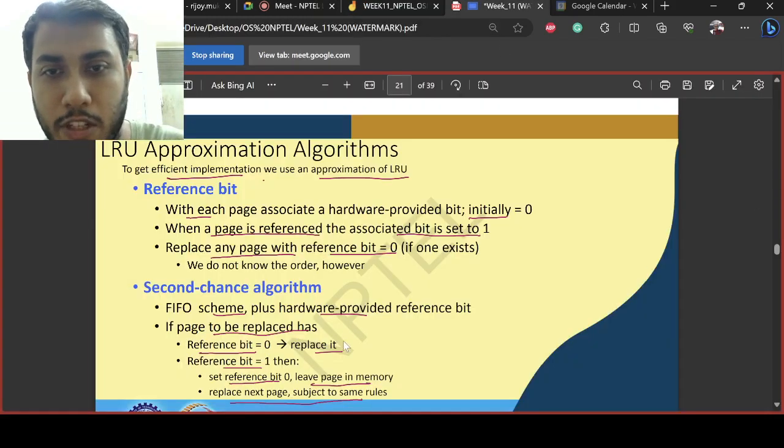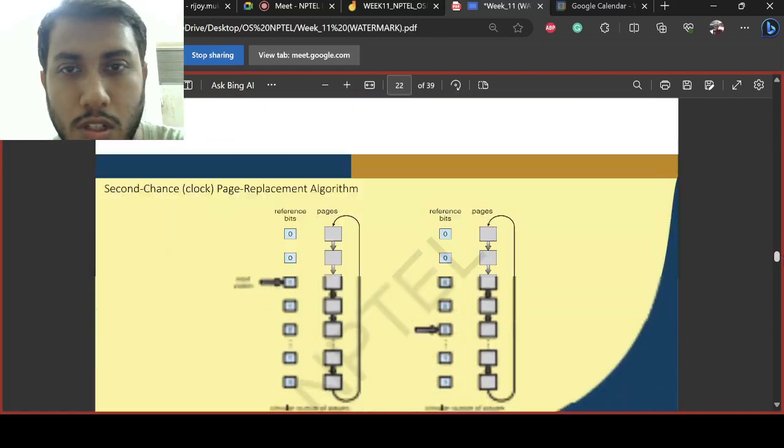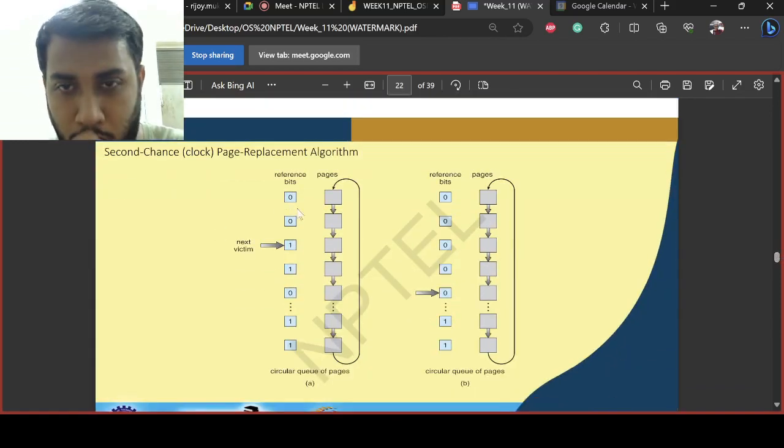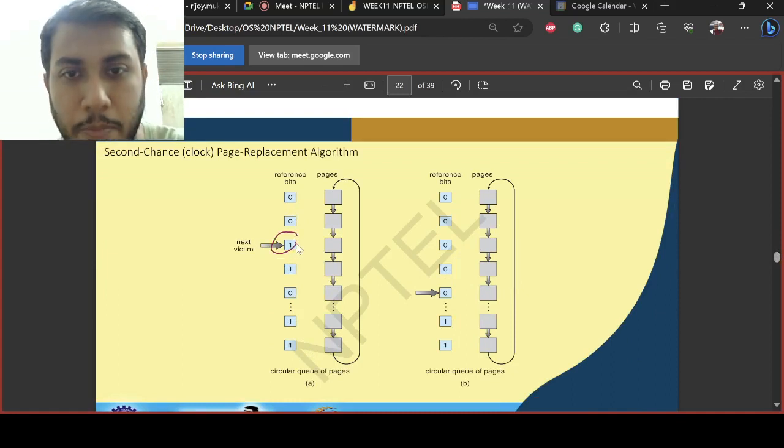So if the reference bit is 0, replace it. If the reference bit is 1, then set it to 0 and leave the page in memory. Replace the next page. So if you look at this, here is the reference bit. So this is the next victim, just replace it.